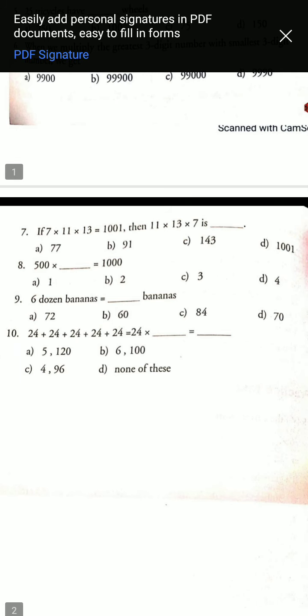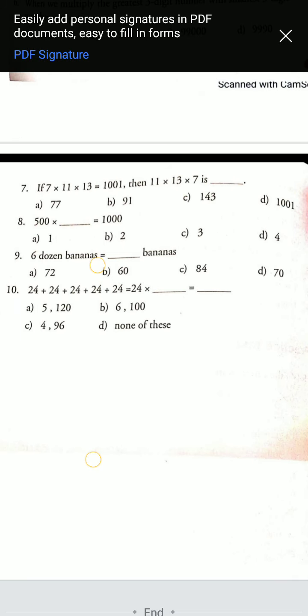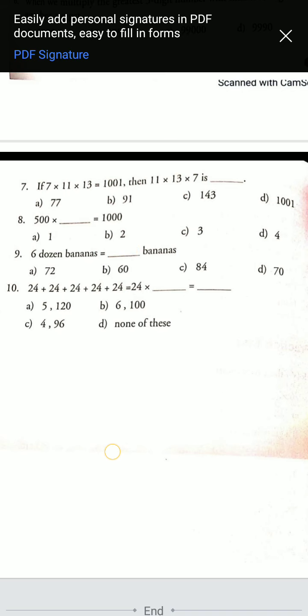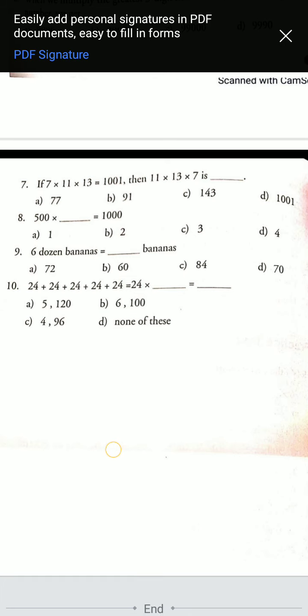Now next is, 6 dozen bananas is equal to dash bananas. But 1 dozen is equal to 12. That means 12 multiplied by 6 is 72. It's very simple. You have to learn only that 1 dozen is equal to 12. That means 6 multiplied by 12 is equal to 72.